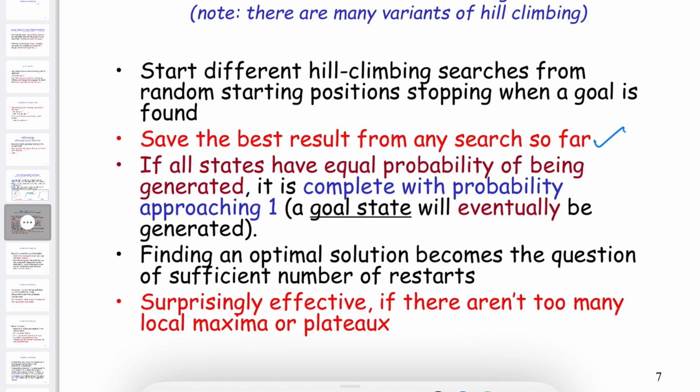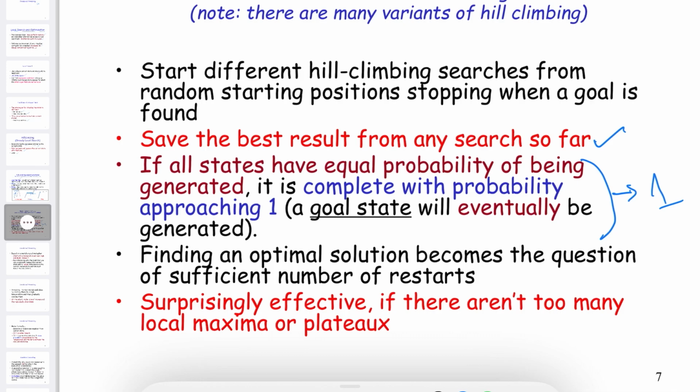If all states have equal probability of being generated, it is complete with probability approaching 1. A goal state will eventually be generated. So that means once you have finally found everything there, it will approach the probability value of 1. As you know, the value of probability is always between 0 and 1. So you can find the probability 1 if you reach the goal completely.